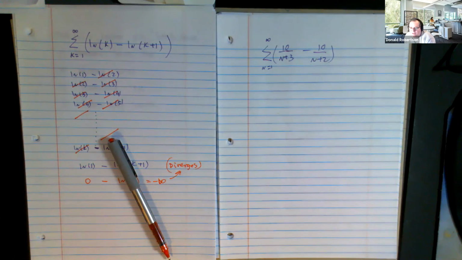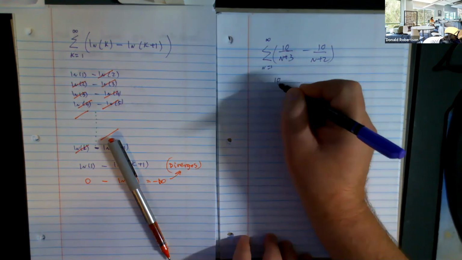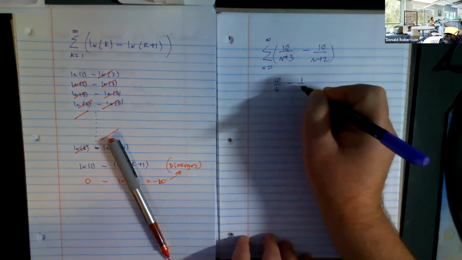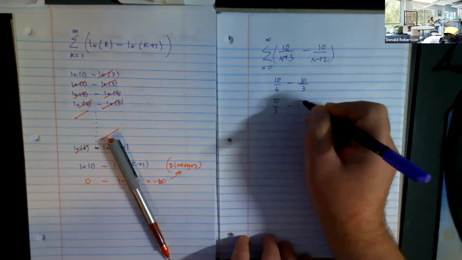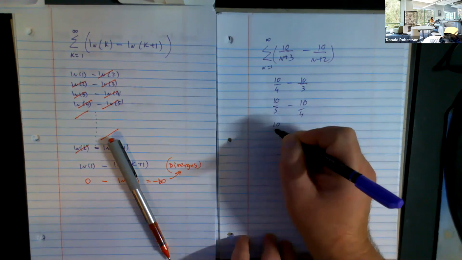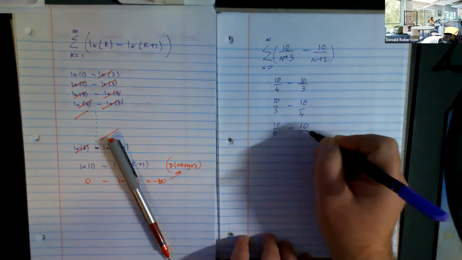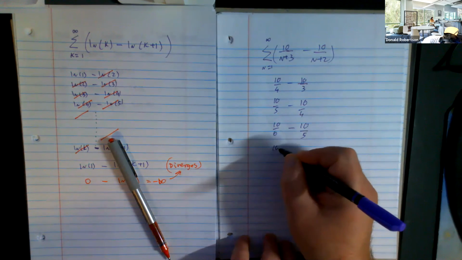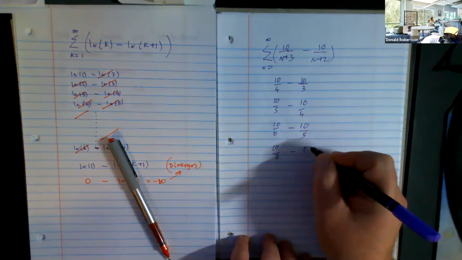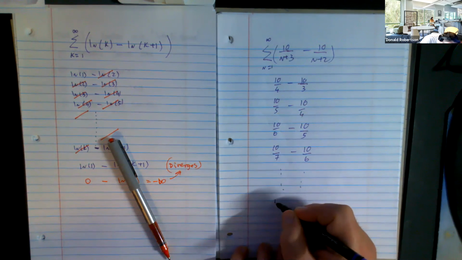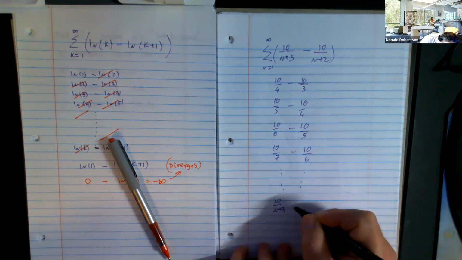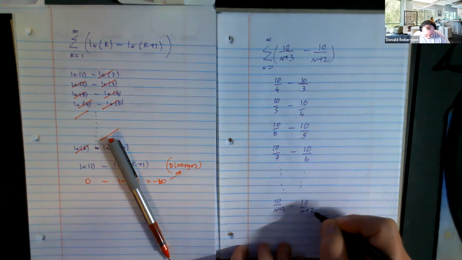Okay, here is a telescoping series. Essentially, I'm just going to plug in n equals 1, in which case I'll get 10 quarters, take away 10 thirds. Then you plug in the next one, it's 10 fifths, take away 10 quarters, 10 sixths, take away 10 fifths, probably one more, 10 sevenths, take away 10 sixths, and 10 over n plus 3, take away 10 over n plus 2.